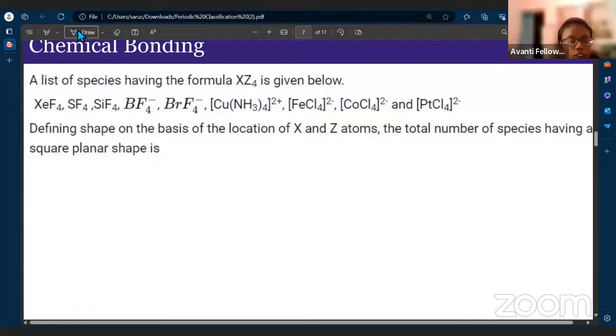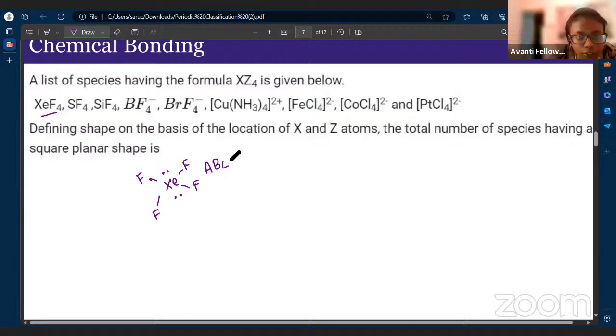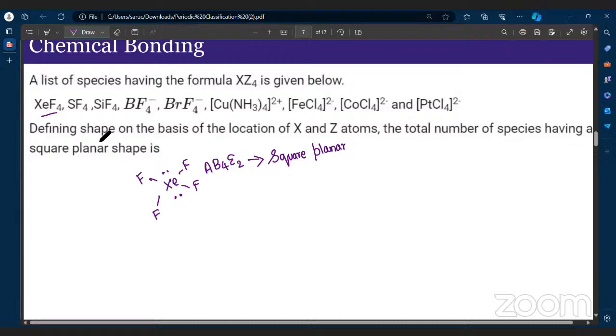Okay, so now moving with XeF4. How many lone pairs? 2 lone pairs. So what is the type? It is AB4E2 type, you have 2 lone pairs. So now what will be the shape? The shape is going to be square planar. Yes.